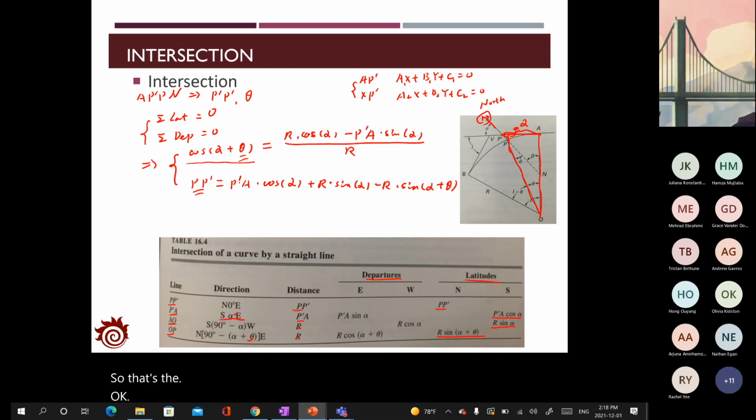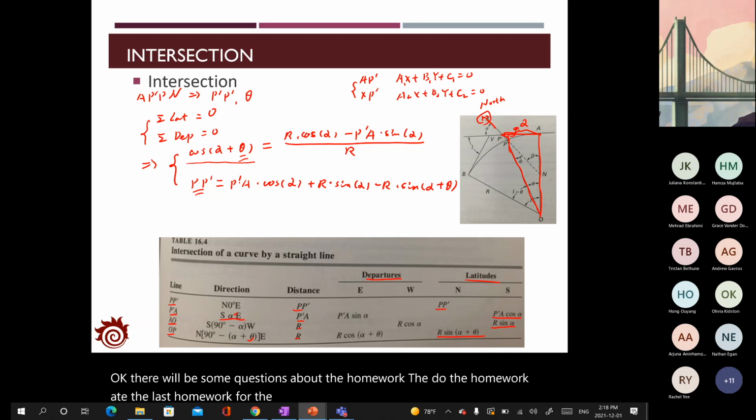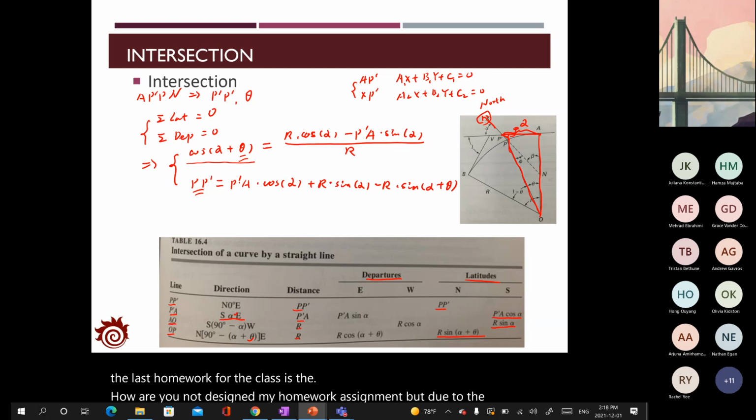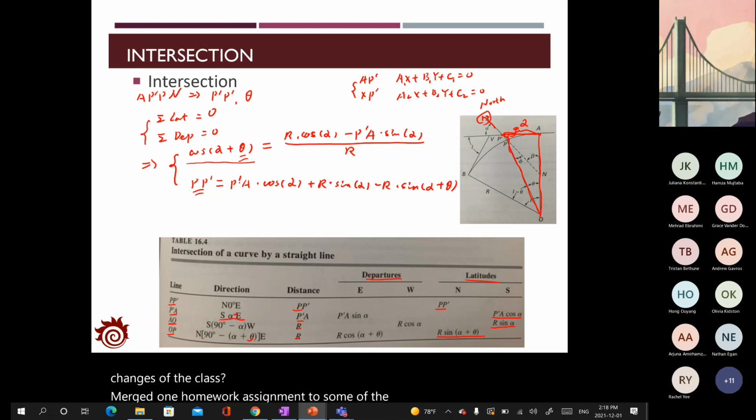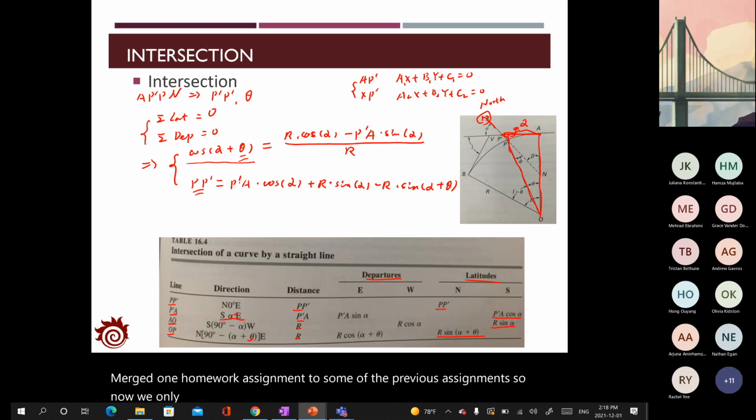There will be some questions about the homework. The due is homework 8, the last homework for the course. Originally I designed 9 homework assignments, but due to the schedule changes of the class, I merged 1 homework assignment into some of the previous assignments. So now we will only have 8 assignments. That will be the last one.